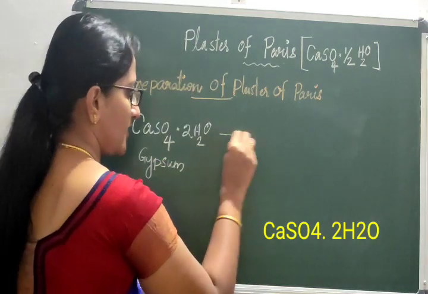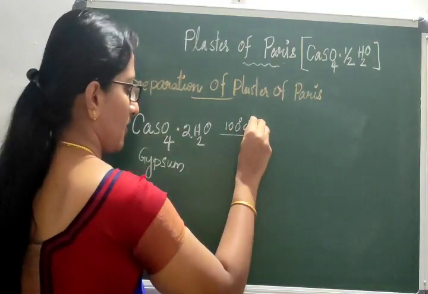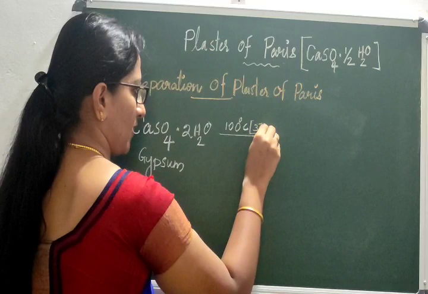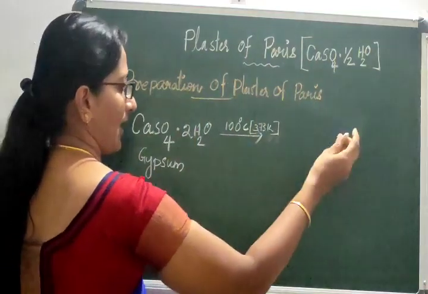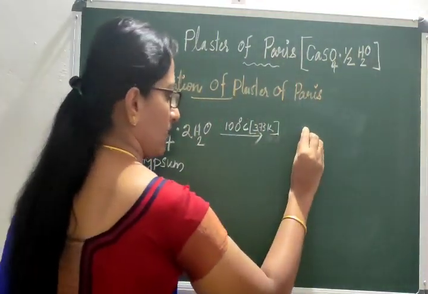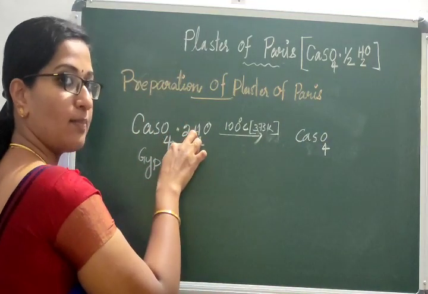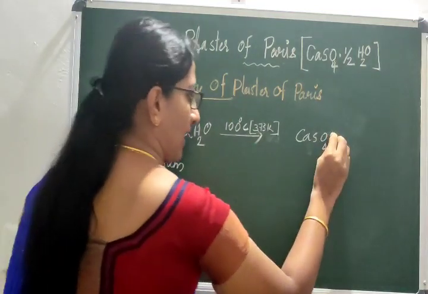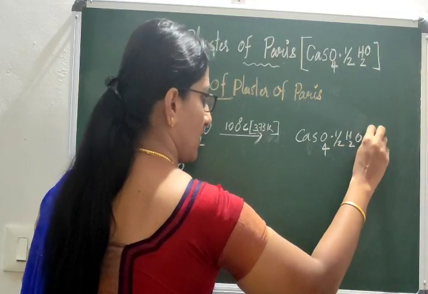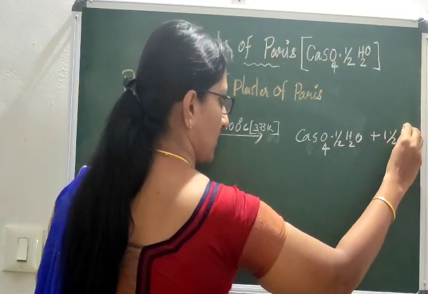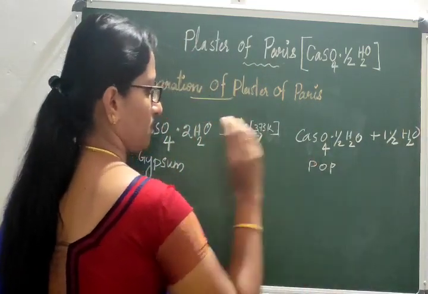Gypsum. When you heat gypsum at 100 degrees Celsius, which is 373 Kelvin, you will get calcium sulfate hemihydrate. So, when you heat at 100 degrees Celsius, what happens? 1.5 water molecules will be removed and only half a water molecule will be attached to the calcium sulfate, and 3/2 water molecules are removed. This is the plaster of Paris, POP.